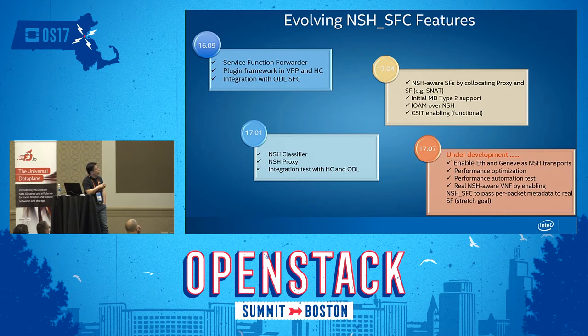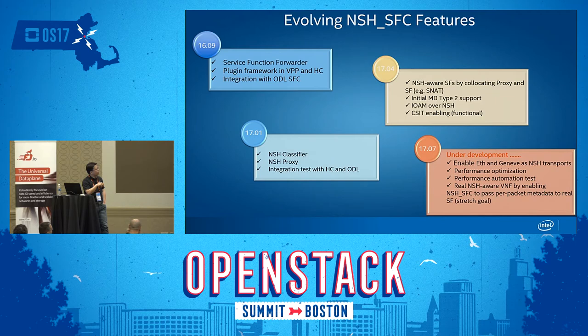And in the recent 17.04 release, as I mentioned, we collocate the proxy and the server function together. Specifically, we enable the SNAT, which stands for stateful NAT, to ensure the SNAT component in VPP can be used in a container or in a VM to act as an NSH aware NF. We also enable the MD type 2 support because, as I mentioned, NSH actually supports two different types of metadata. Metadata type 1 is a fixed size metadata, and MD type 2 is a variable size metadata. You can use a TLV, type length value, to describe your metadata. And we'll also enable IOAM over NSH and ensure the NSH-SFC is integrated into the CSIT automation test framework in FD.io.